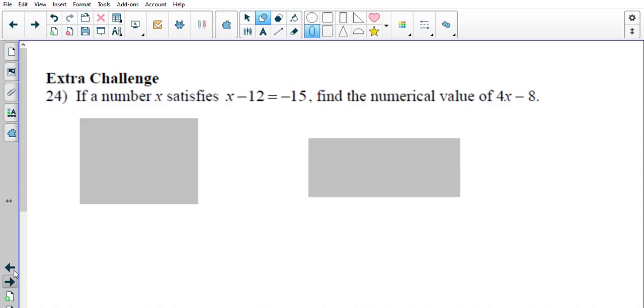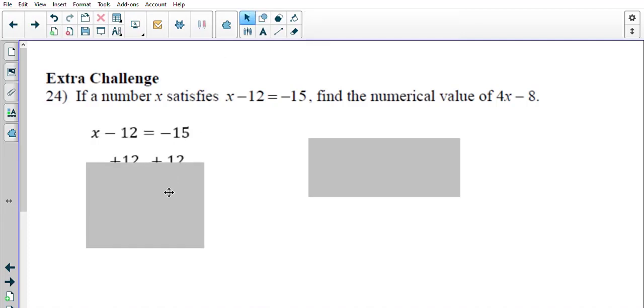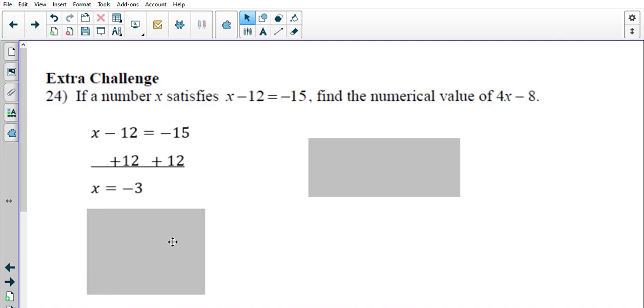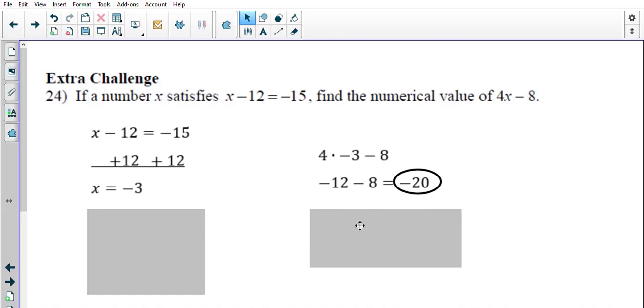All right, we have one last question, which is a little bit of an extra challenge. It says if a number x satisfies x minus 12 equals negative 15, find the numerical value of 4x minus 8. So let's solve the equation. X minus 12 equals negative 15. The inverse of subtracting 12 is to add 12. So you end up getting x equals negative 3. Now, replace x with negative 3 in this algebraic expression. So do 4 times negative 3 minus 8, which is negative 12 minus 8, or negative 20.